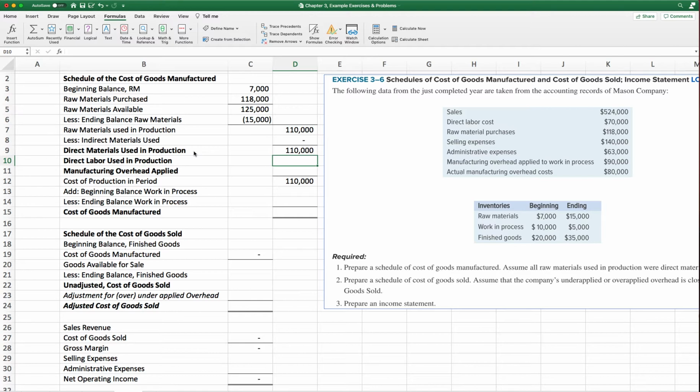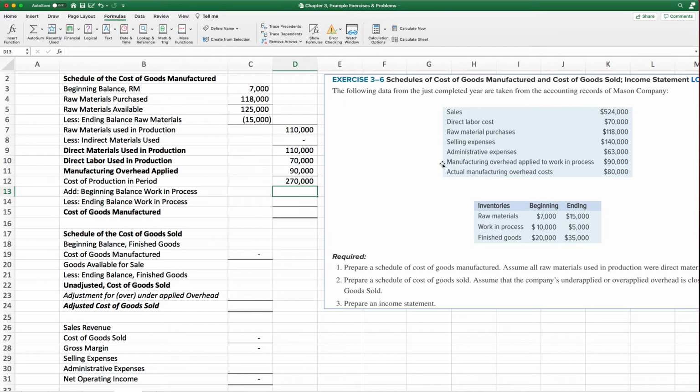Next, direct labor used in production. And they tell us right up here that our direct labor cost was $70,000. And then the manufacturing overhead costs that were applied, not that were incurred, applied, $90,000. So we had cost of production that were added to that work in process account of $270,000.